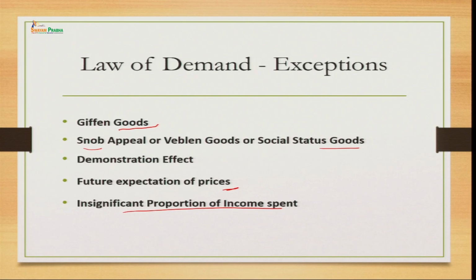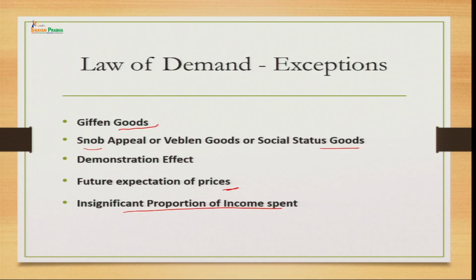and you buy things irrespective of the prices. Future expectation of the price. If you are expecting the price of any commodity will rise in the future, even if at present the price is already high, but you are expecting that the price will go up further, then you demand more of that commodity at present.